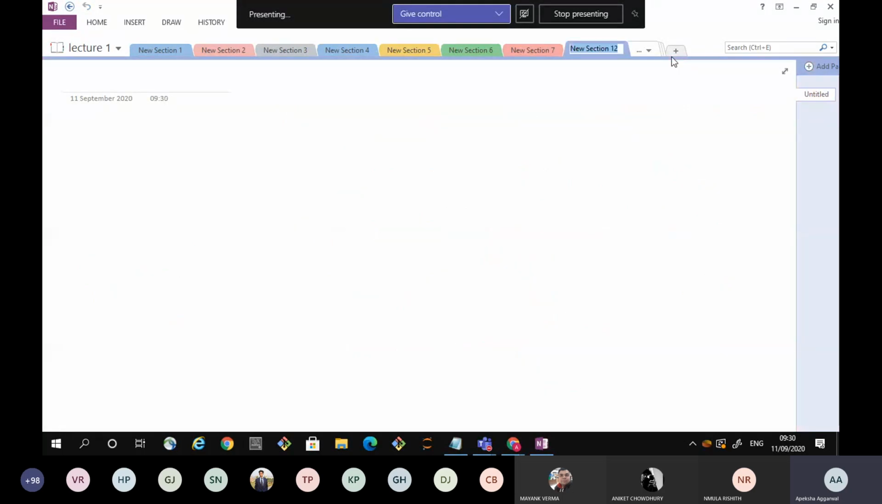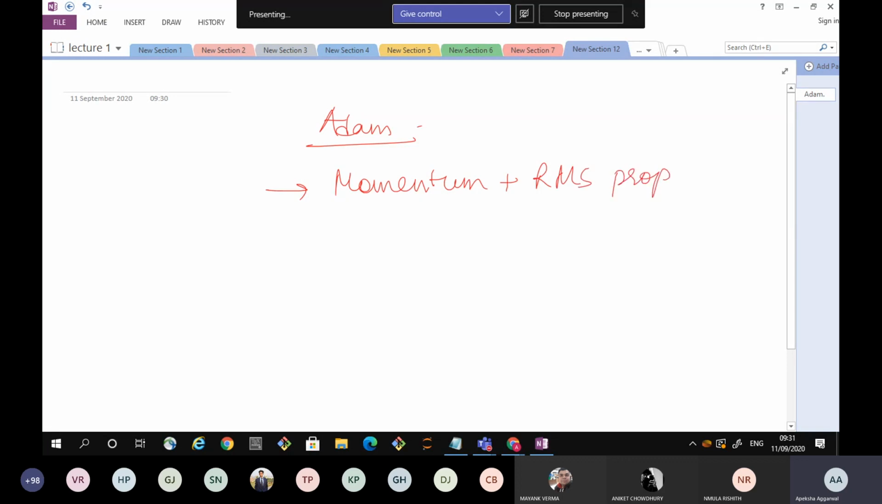Now there is the ADAM optimizer. ADAM optimizer is the combination of momentum plus RMS prop. So there are two equations. The first equation works with the momentum, and the second equation works with the RMS prop. So this is the ADAM optimizer algorithm.